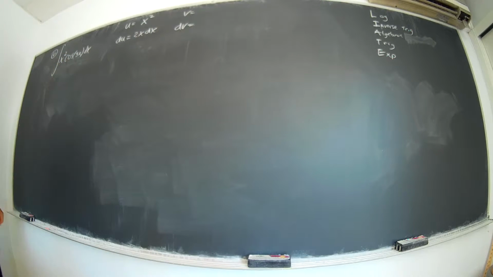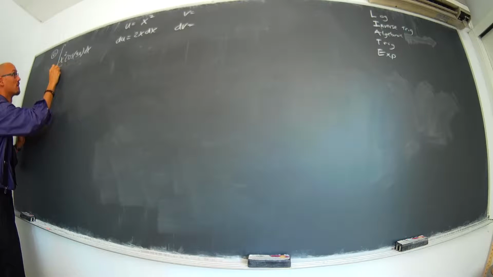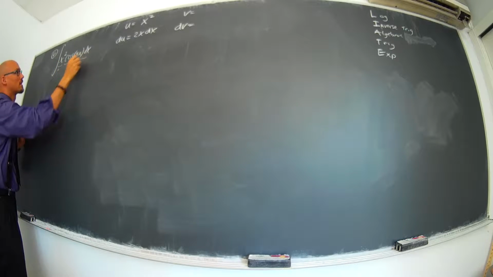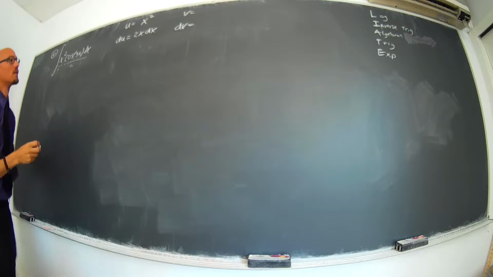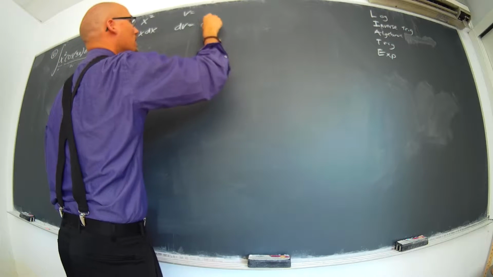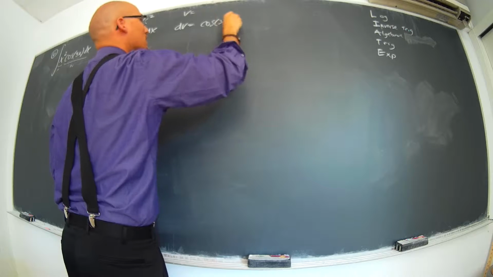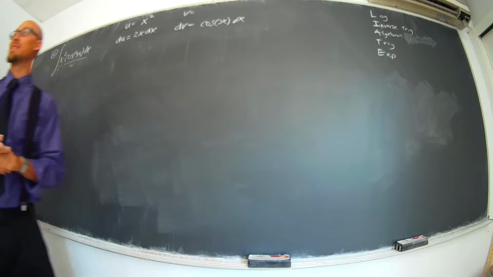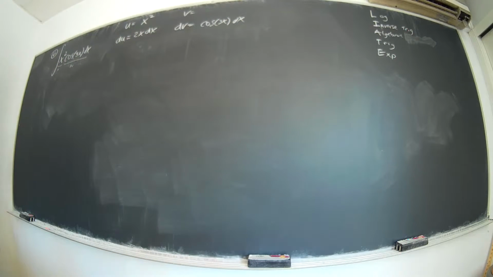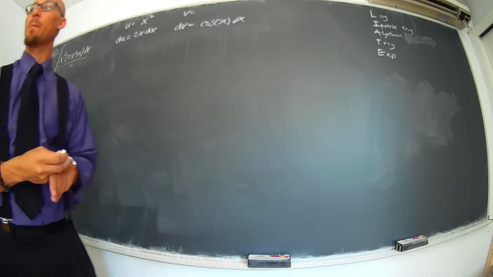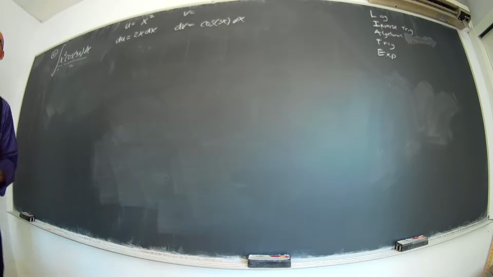All right. Now, let's proceed. What's our dv have to be? If this is u, it's got to be cosine of 3x dx. Now, if we take the integral of that, I don't remember the derivative of v. Wait, I have the sheet.